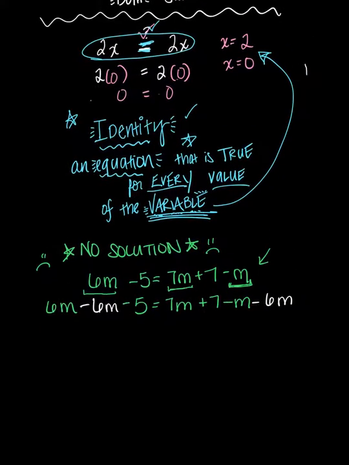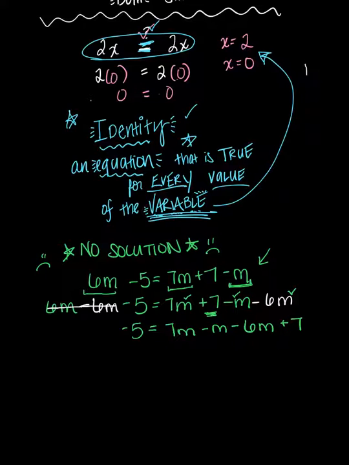Let's zoom in over here. So I end up crossing out my 6m minus my 6m because that equals 0. So I'm left with negative 5 on this side of my equation. Now over here it's a different deal. I want to rewrite this so I have all of my m's together. So I have 7m, I've got minus m, and I've got this minus 6m. Don't forget your constant over here, plus 7.